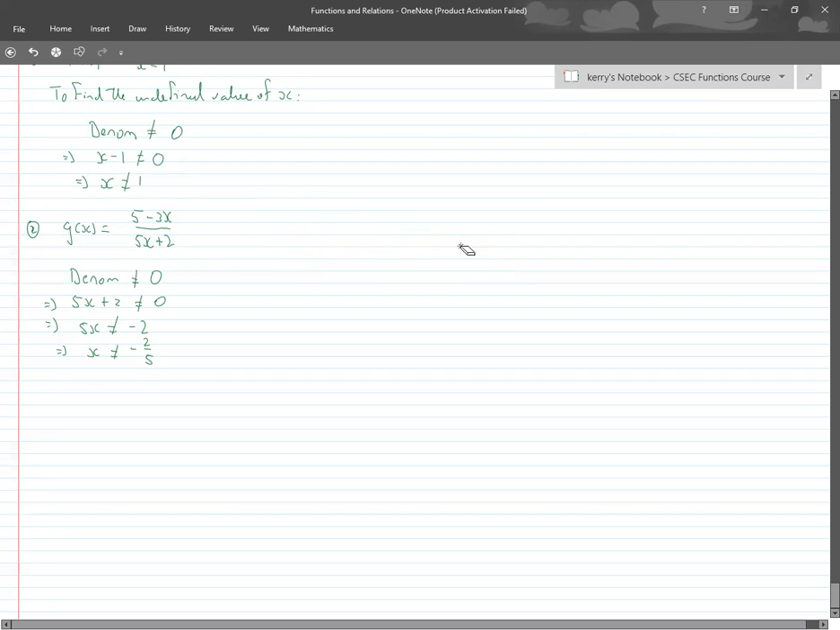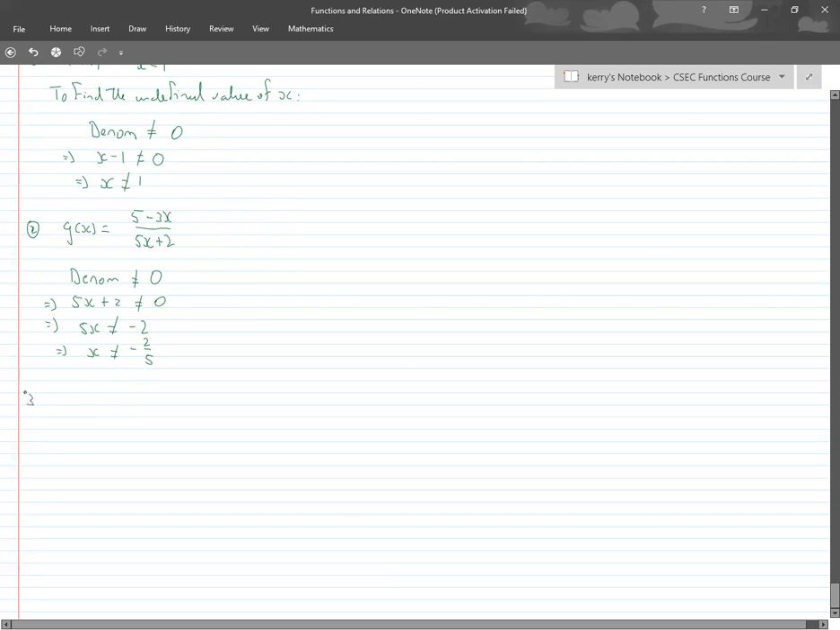Now, a lot of times you will see the question start with a function like this, and they will state the undefined value right next to the function. In case you see this, this is what we mean by the undefined value. It tells us what value x cannot be, because if x is that value, the denominator becomes 0, which we don't want to happen.